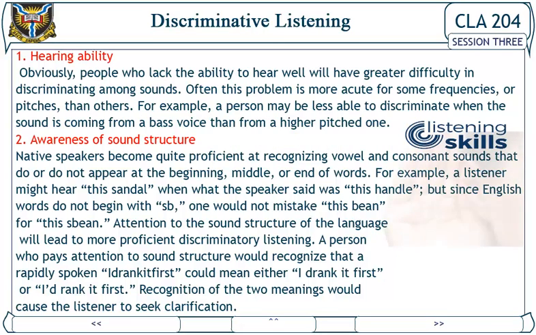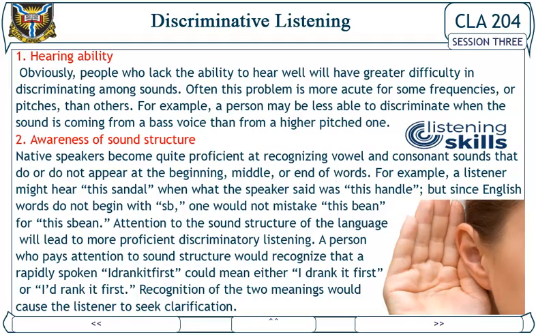of listening. Hearing ability. Obviously, people who lack the ability to hear well will have greater difficulty in discriminating among sounds. Often this problem is more acute for some frequencies or pitches than others. For example, a person may be less able to discriminate when the sound is coming from a bass voice than from a higher pitched one.